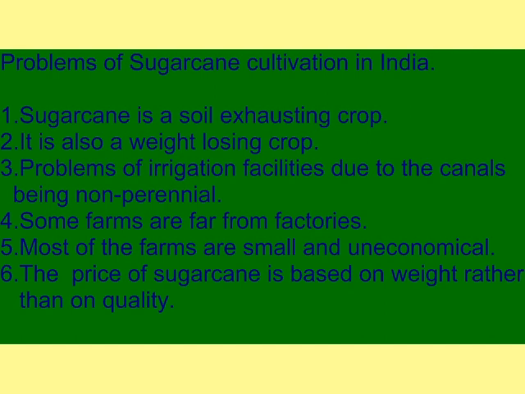There's no water in the canal throughout the year. So they are non-perennial, because of which there's shortage of water in the fields. Some farms are far from the factories, which results in the loss of the sucrose content. And most of the farms are small and uneconomical. And the price of sugarcane is based on weight rather than on quality. That means how much juice is there in the plant is given more importance rather than the quality.